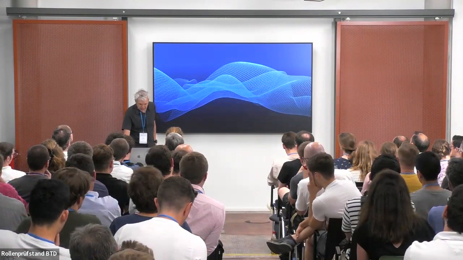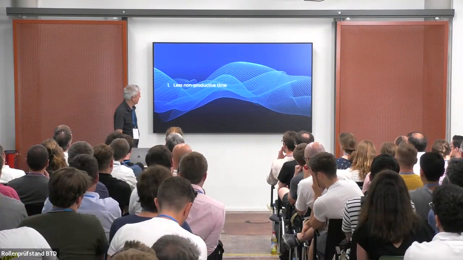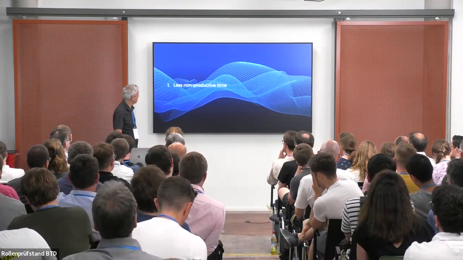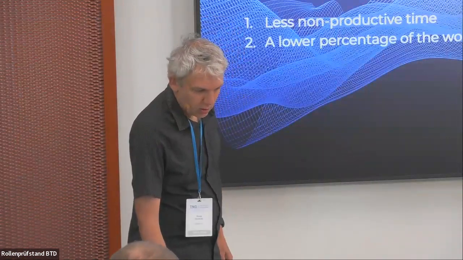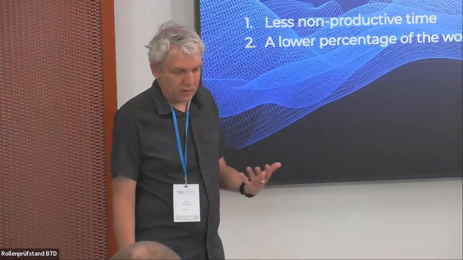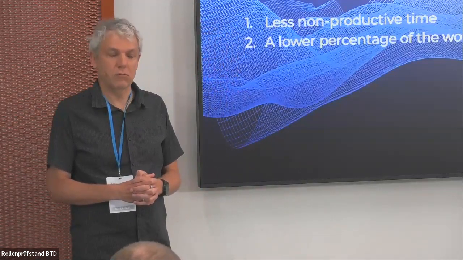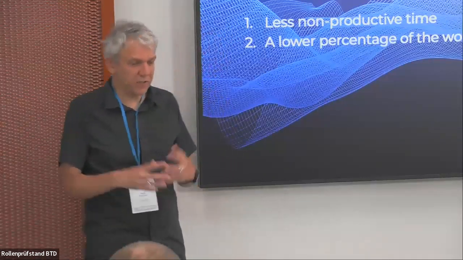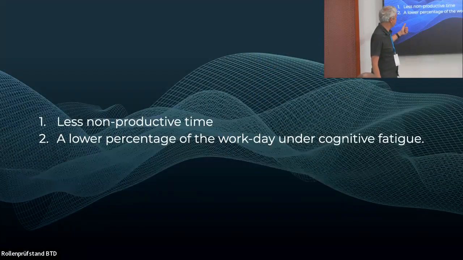So the big goal when it comes to developer productivity and the toolchain is, one, less non-productive time. For example, reducing wait time. It's pretty obvious. The second is a lower percentage of the workday under cognitive fatigue. They're related, but they're not the same. I will talk about that in a second. So: less non-productive time, and a lower percentage of the workday under cognitive fatigue.